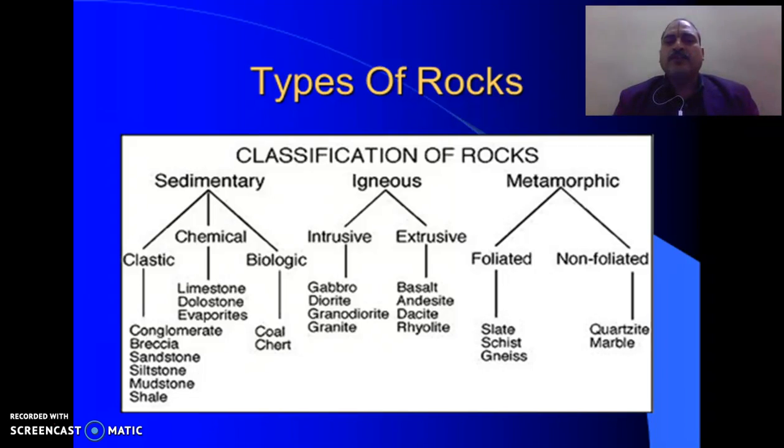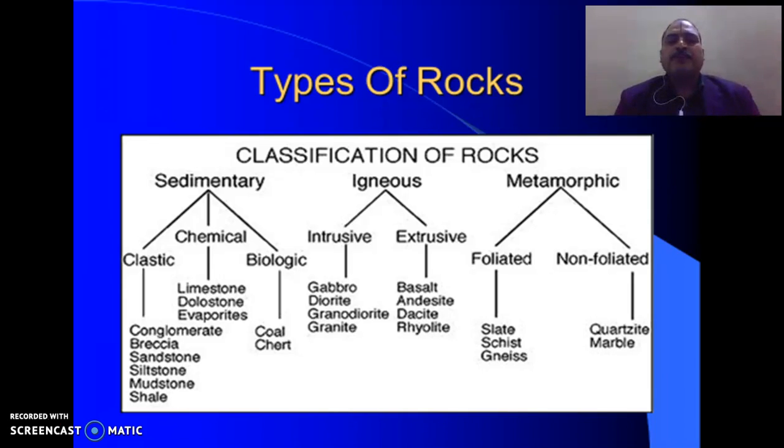So igneous rock is divided into two: intrusive and extrusive. Under the intrusive, there are many rocks like gabbro, diorite, granodiorite, and granite. Whereas in extrusive, there are rocks called basalt, andesite, dacite, and rhyolite. Likewise, in sedimentary, we will see how it can turn from igneous to sedimentary and after sedimentary to metamorphic. So first you can listen and see this classification of rocks.